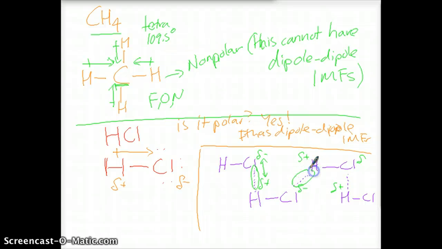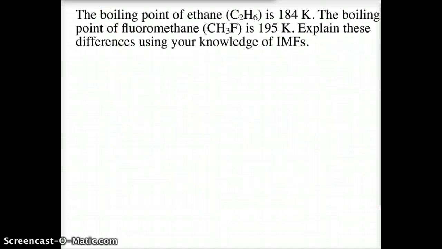Again, what I'm circling in green here, those are the intermolecular forces because they are between 2 different molecules. For example, between this molecule and this molecule, this one and this one. How can we use that knowledge to explain some trends in boiling point?